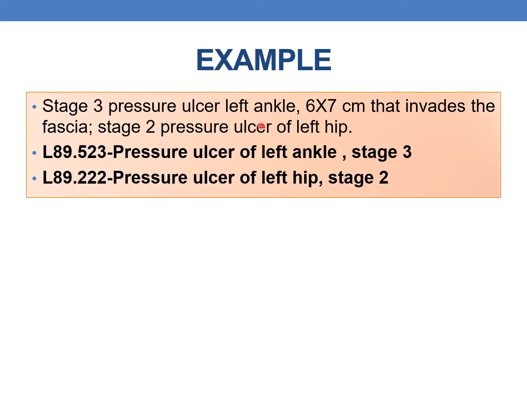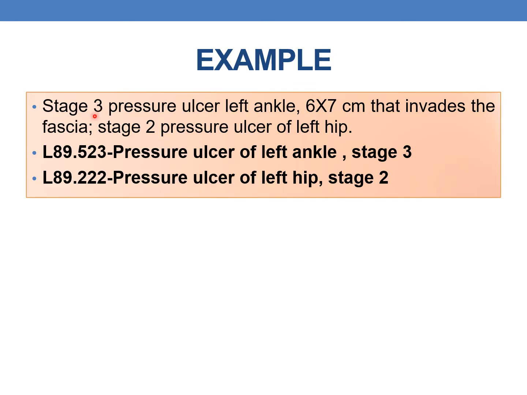Let us see an example. Stage 3 pressure ulcer of the left ankle, which is 6 by 7 centimeters, that invades the fascia. And next is a stage 2 pressure ulcer of the left hip. Here the patient has 2 pressure ulcers, the stages are different, and the anatomical sites are also different. So you need to assign 2 different codes.